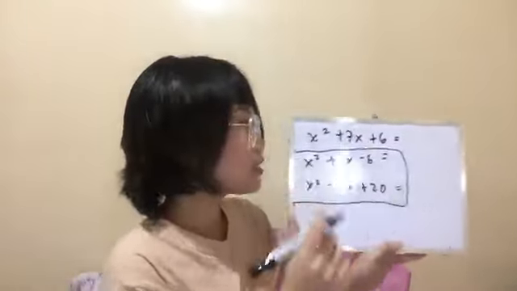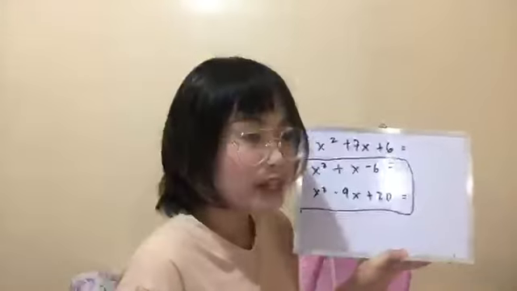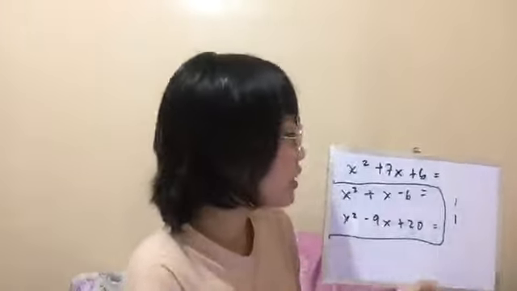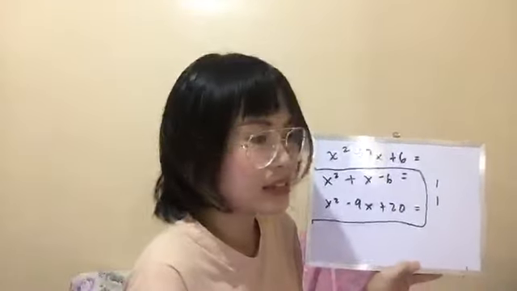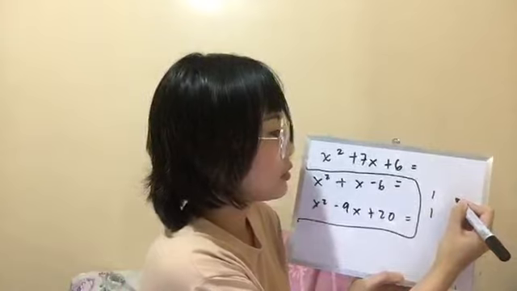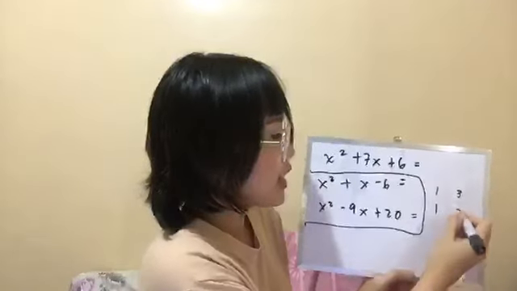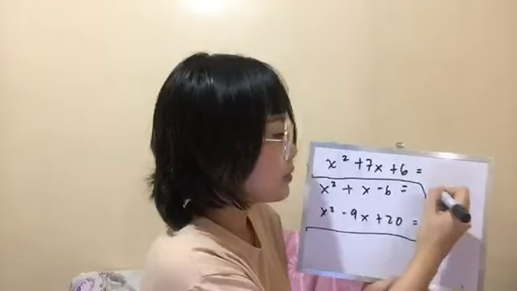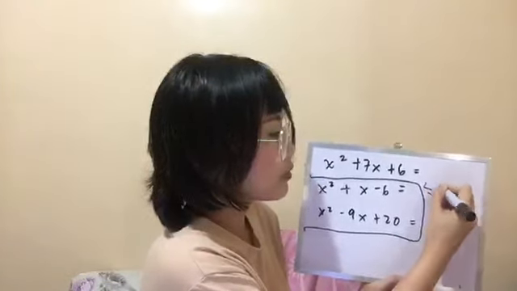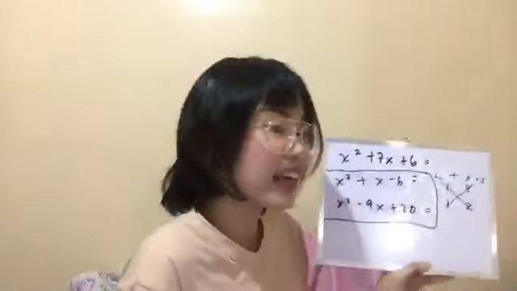Okay, so let's solve x squared plus 7x plus 6. I've said before, you look at the C terms. So, what are the factors of 6? I have 3 and 2. And then if you cross multiply them, this will be 2 and 3. And if you add them, you get 5. Is this 7? No. What are the other factors of 6?